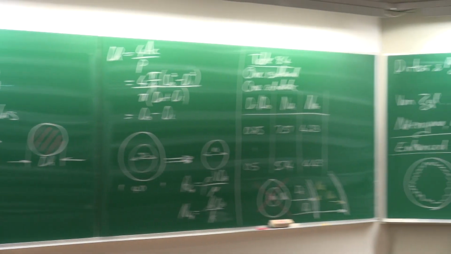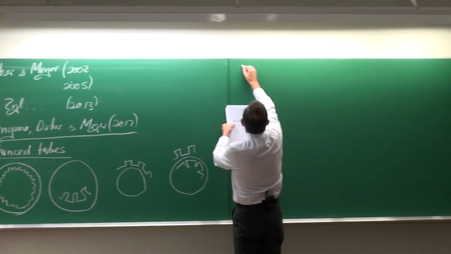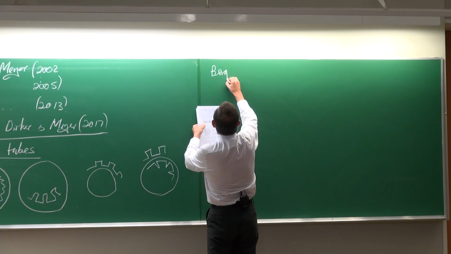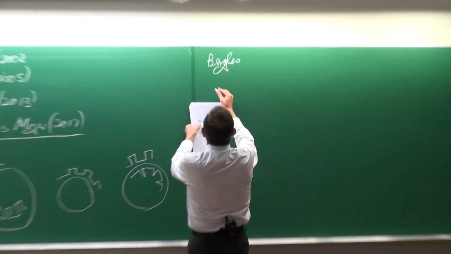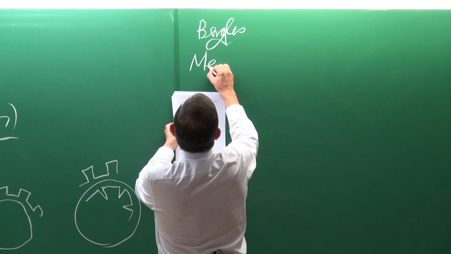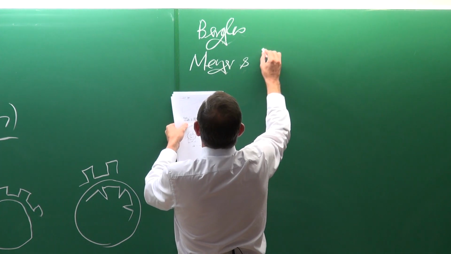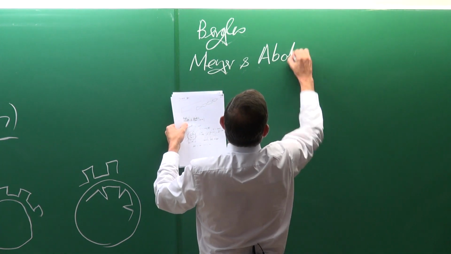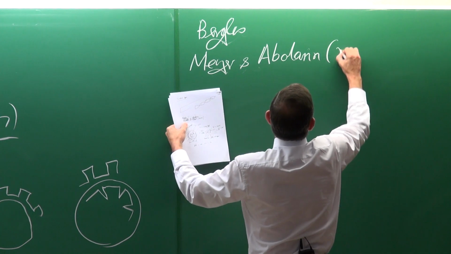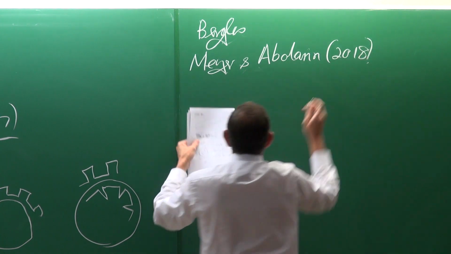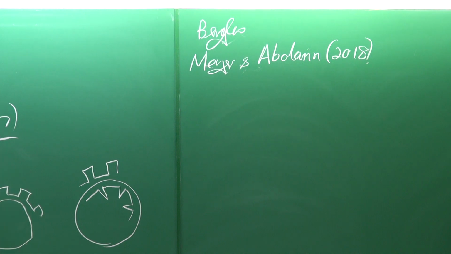If you would like specifically to look at twisted tapes, you can go and look at the work of Art Burgels, and then also the work of Meyer and Abolurin, 2018, published recently. You can go and get all those heat transfer coefficients in those articles.